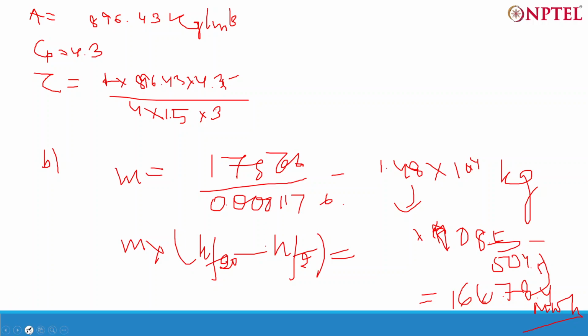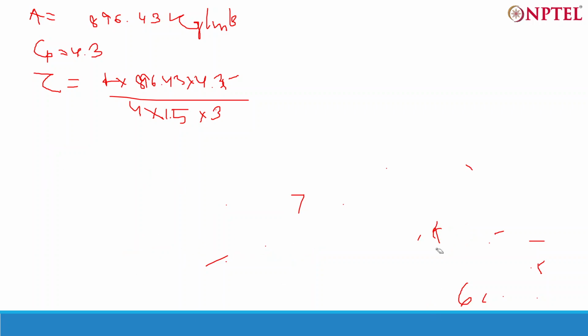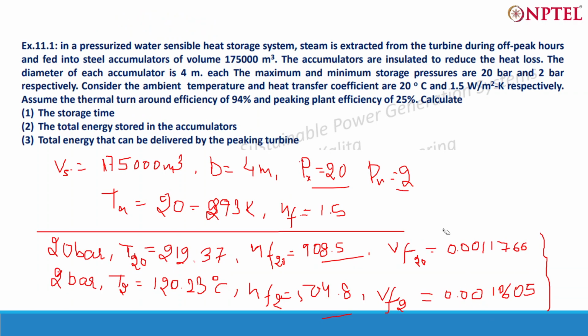Now again the next question is, so I think I will not solve this next one. This I will give it to you. Total energy that can be delivered by a peaking turbine. So I think this can be done by you. So basically energy stored, and then multiply it with the turnaround efficiency and efficiency of the peaking plant. Okay.